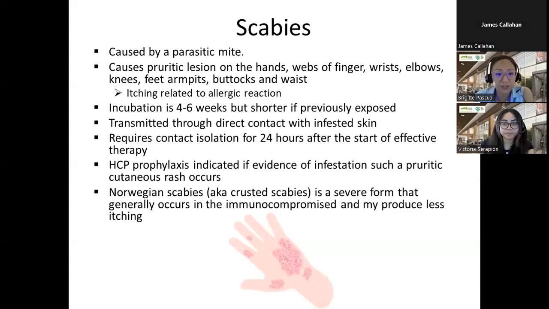Norwegian scabies, also known as crusted scabies, is a severe form that generally occurs in the immunocompromised and may produce less itching. Next slide, please.